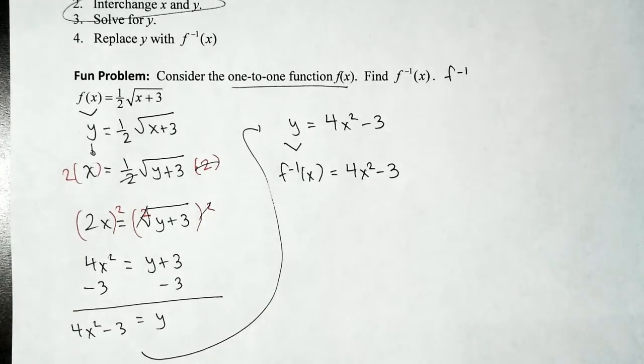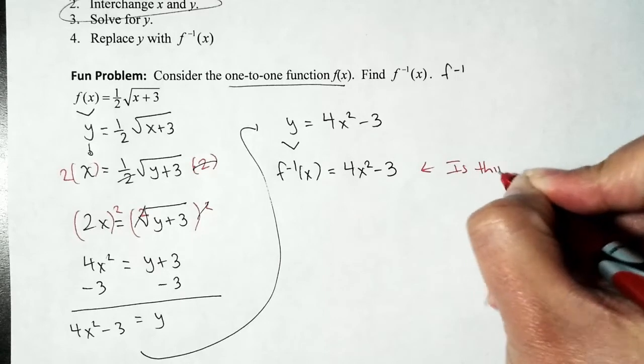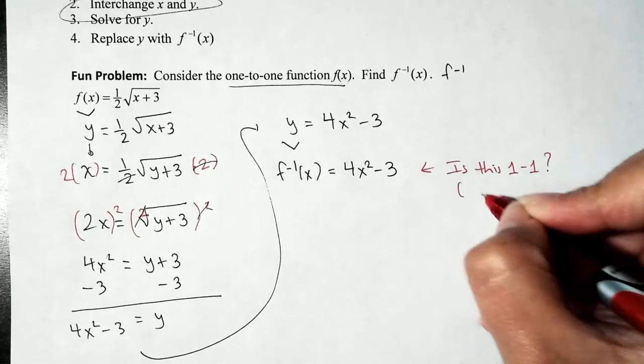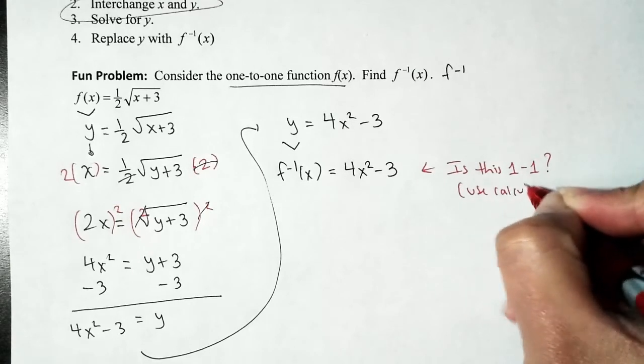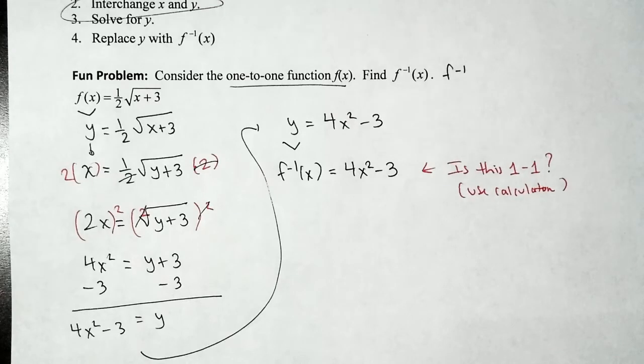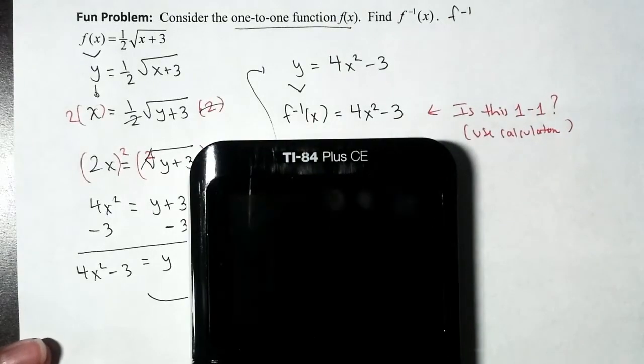I know we nailed the algebra, but just because we nailed the algebra doesn't mean we're good to go. We have to make sure that this is also a one-to-one function. Is this one-to-one? Let's use our calculator to quickly verify. I'm crossing my fingers hoping that it is, because if not, I'm going to have to restrict the domain.